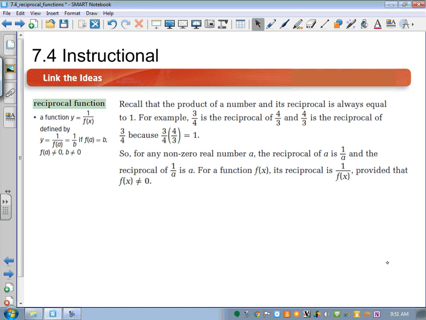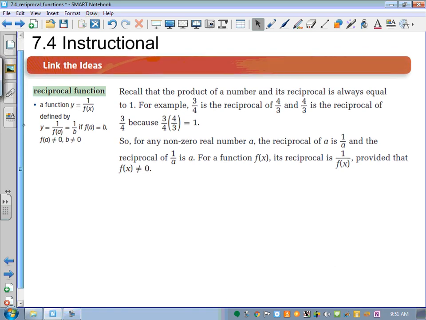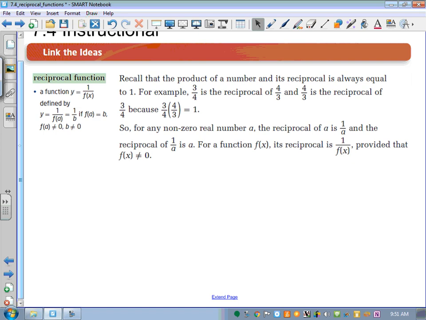Welcome to 7.4, the reciprocal of a function. Just talking a little bit about what a reciprocal is. A reciprocal is basically putting whatever number under 1. And I know that sounds a little bit confusing. They give the example of, 3/4 is the reciprocal of 4/3. I'd like to show how that happens.